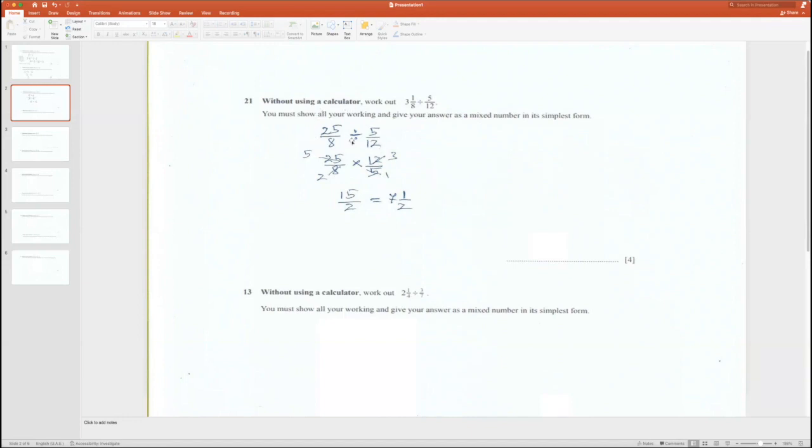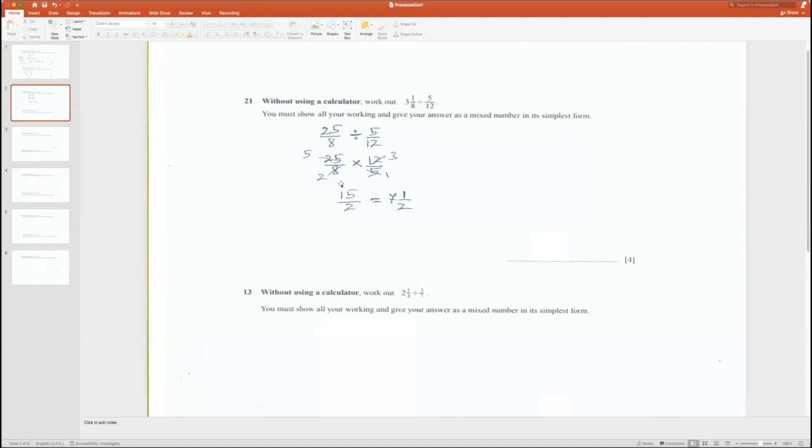We know that in division, what we are doing, we are converting this sign to multiplication and taking the reciprocal of this. So 25 over 8 multiplication, then reciprocal, 12 over 5. Then we can simplify 5 times 1, 5 times 5, 4 times 2, 4 times 3. Then we can multiply these numerators and denominators. 5 into 3 is 15, 2 into 1, 2. So 15 over 2, this is an improper fraction.